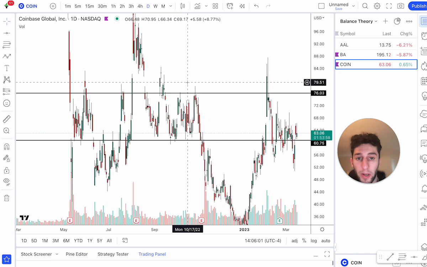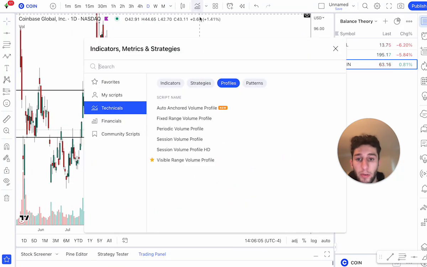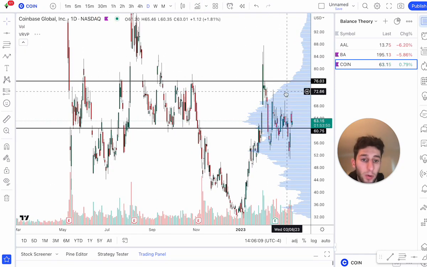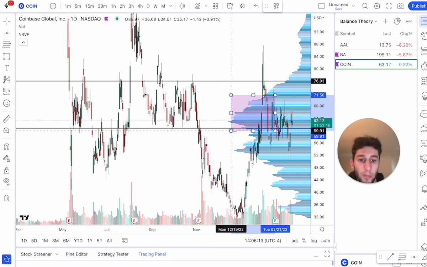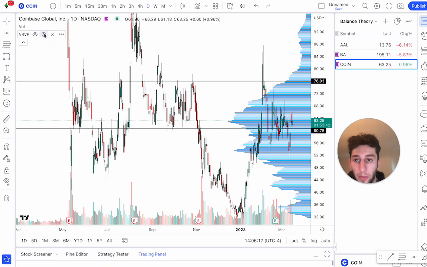One also trick before I show you this example, if you want to find out where balance is, you can also do volume profile. It shows you a very good idea of where balance is. You can see, here we have this huge high volume node here. This is where you're going to find balance, okay? Quick tip for you. But let's go back into it.